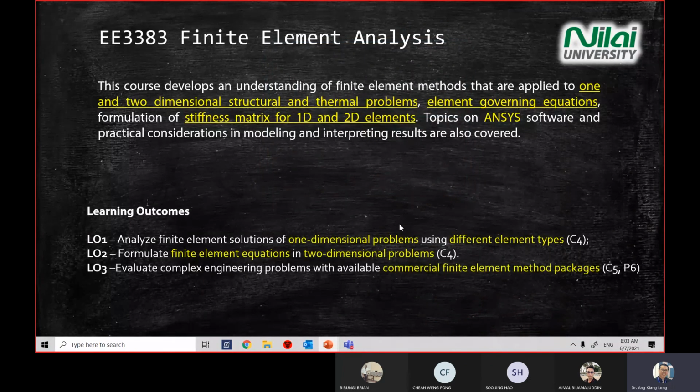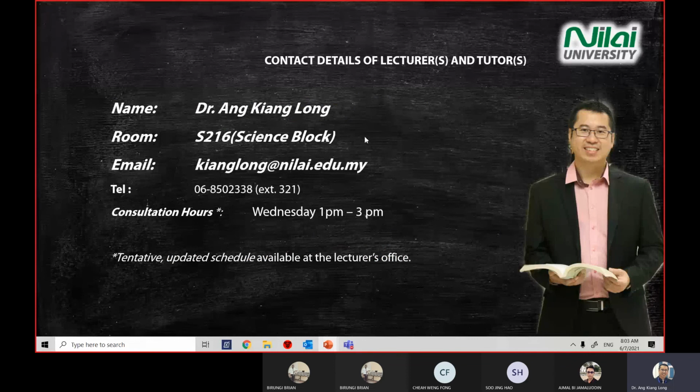Now, again, just a reminder, the learning outcomes for this module, we have 3. We will deal with one-dimensional problems, 1D, and then we look at different element types. After that, we deal with 2D problems, two-dimensional problems, and then we will use a commercial finite element method package. In our module, we will use ANSYS software, right? So these are the 3 learning outcomes for this one.